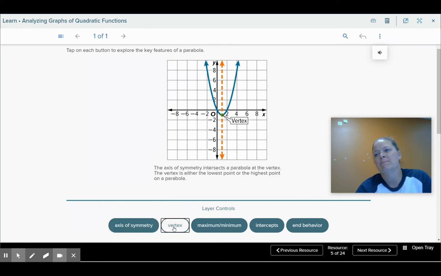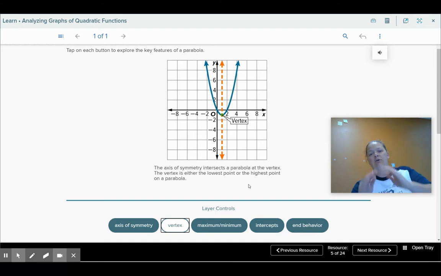Vertex. The axis of symmetry intersects a parabola at the vertex. The vertex is either the lowest point or the highest point on a parabola. So our vertex is right here. It looks like it's at (1, -1) in this graph, and it is the lowest point on this graph.